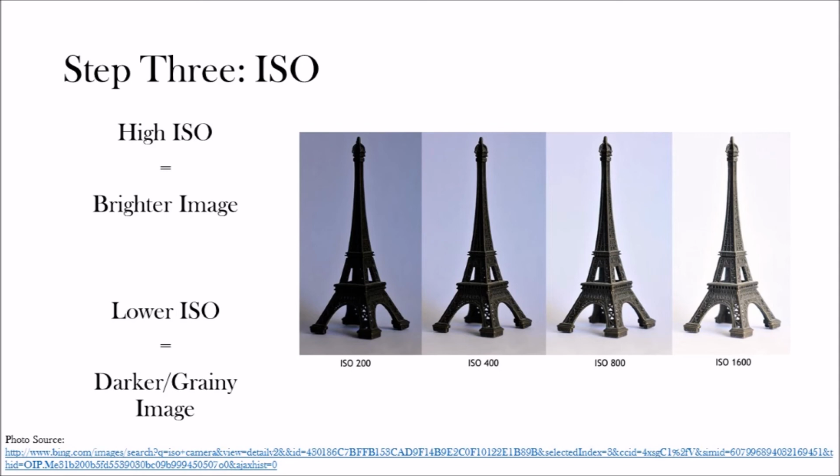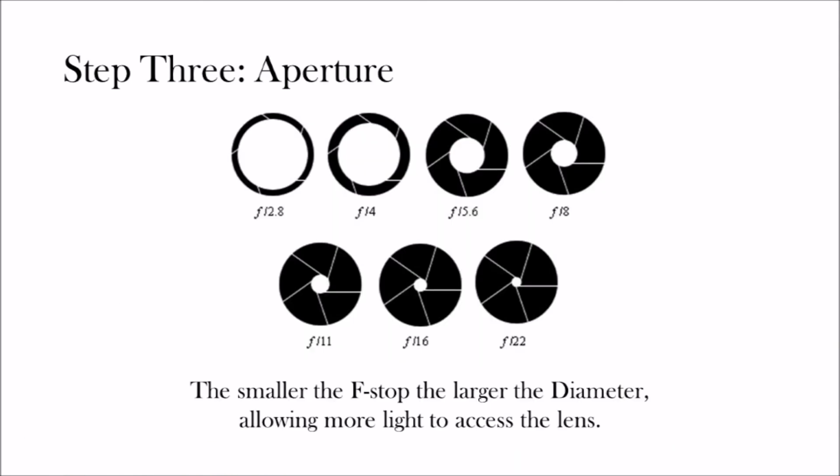Step 3. Set the aperture. Aperture controls how big the diameter of the lens opening is. The larger the diameter, the more light that is let into the lens. Aperture is expressed as an f-stop. The smaller the f-stop, or the f-value, the larger the lens opening, or the aperture.